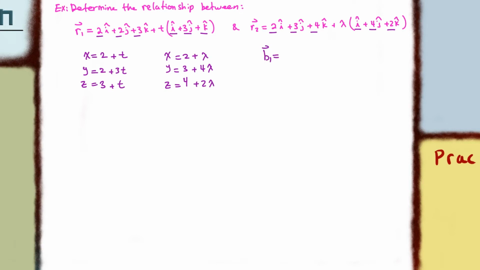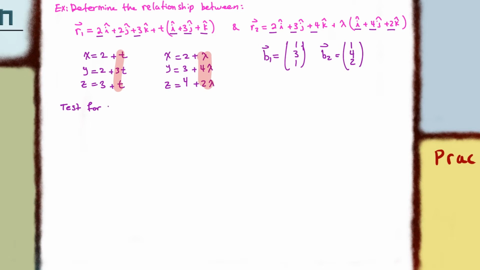And once we have that, we can determine the direction vector for both. For b1, we will have 1, 3, and 1 for our direction vector. And for b2, we are going to have the multiples of lambda, in this case 1 for x, 4 for y, and 2 for z.